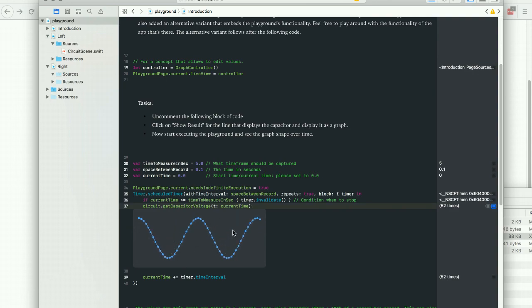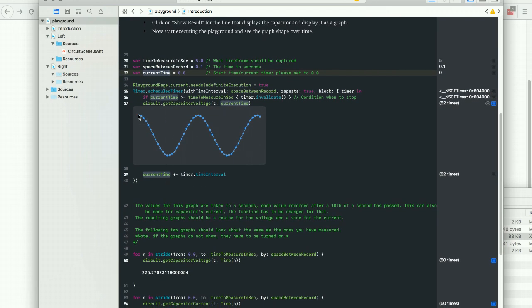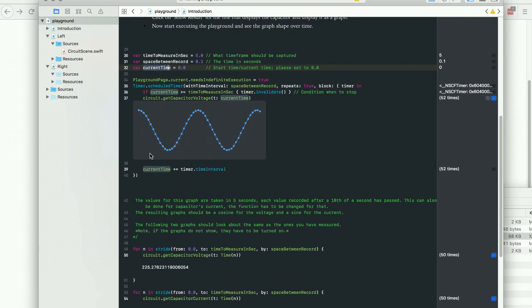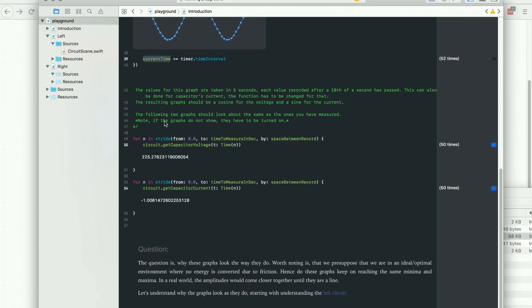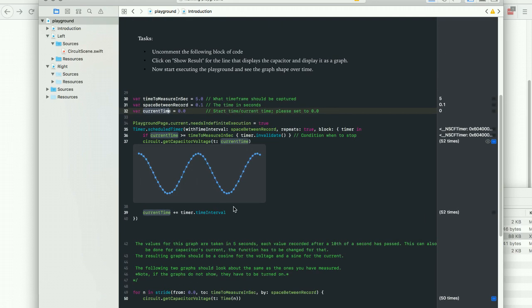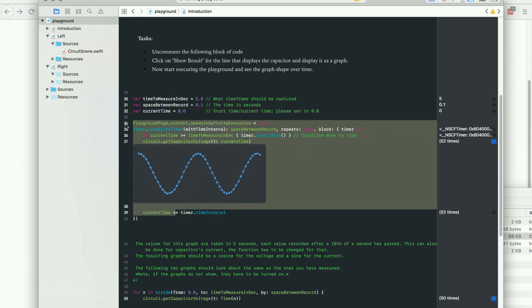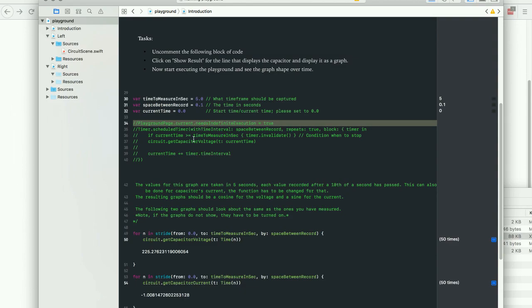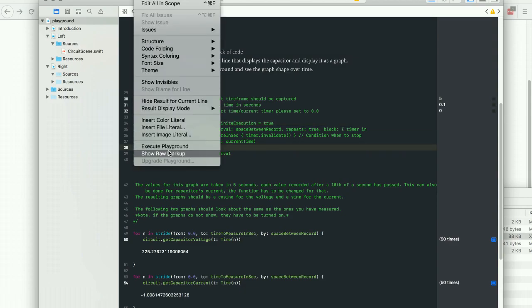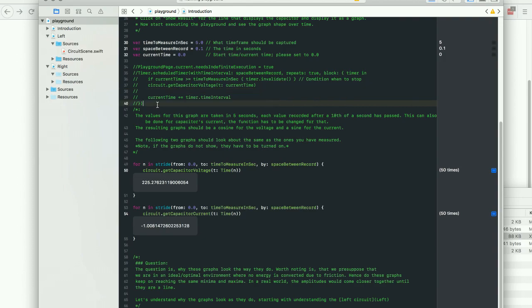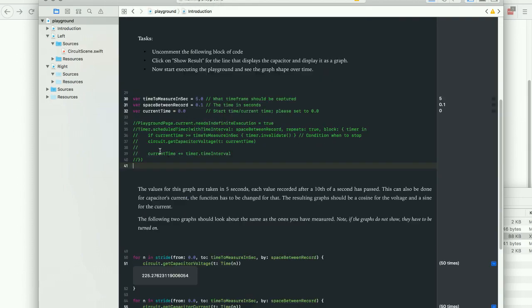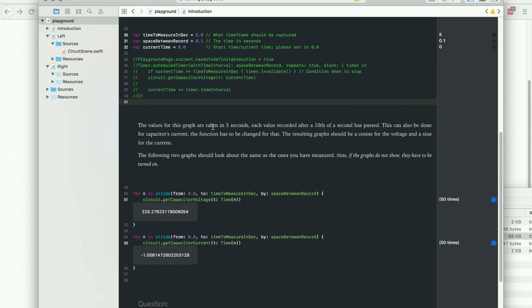We have this little W. It's a cosine function, and that makes sense since the tension just gets less. But we'll get to that later. All right. So then here it says, okay, that's not formatting for whatever reason. Show rendered markup. The values for this graph are taken in 5 seconds, each value recorded after a tenth of a second has passed. So that is what I explained to you.